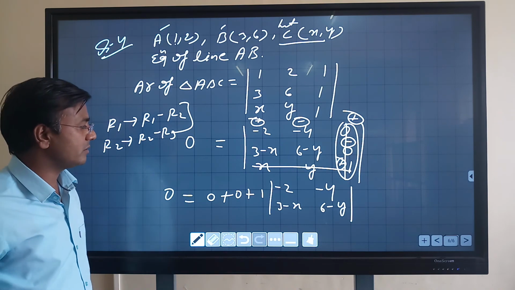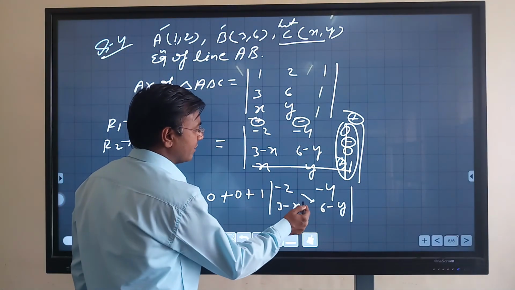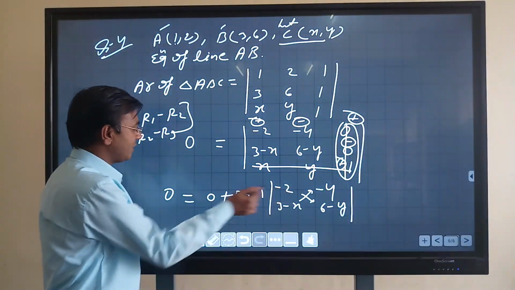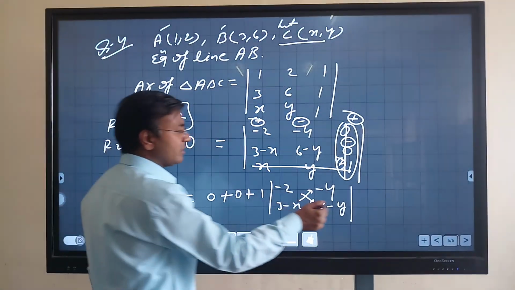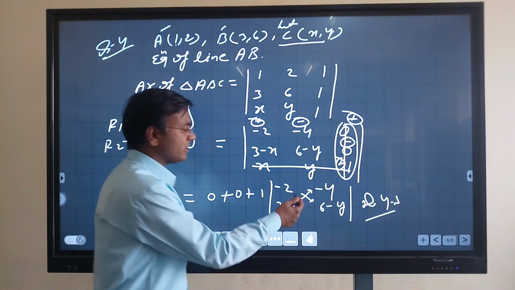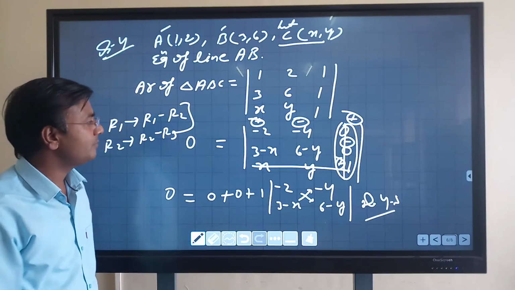So now these are the numbers, and now we can simplify this, cross multiplying, equals to 0. So finally, just simplifying this, you will get the answer. So just cross multiply and get the answer.